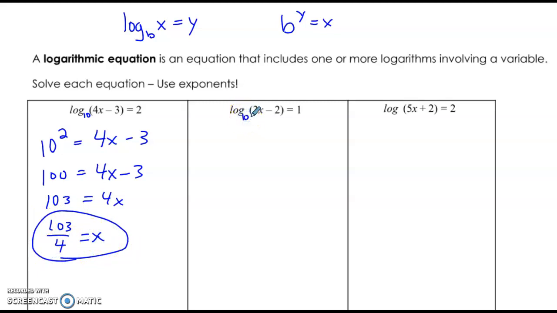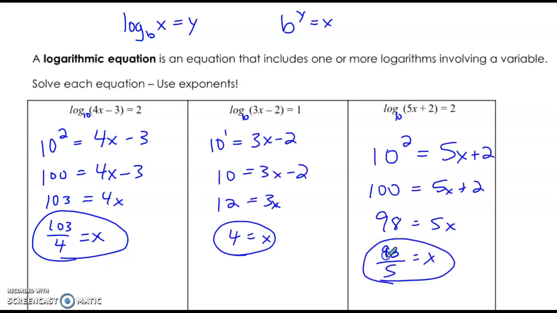Okay, so these ones you can also have a 10 there. So why don't you pause your video, see if you can solve the last two. All right, go ahead and check those last two. Make sure you got those to come out. And we'll head to our last section.